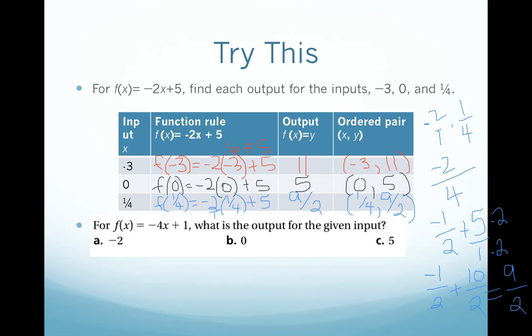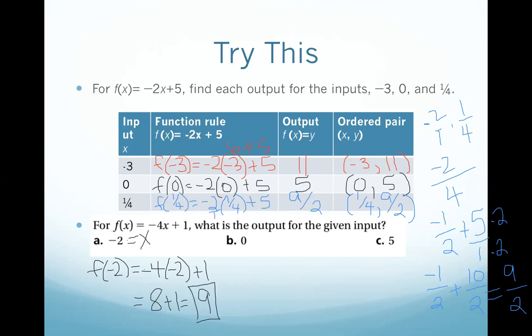So that means we are given the input value, and the input value is x. So I want to replace x with negative 2. That means I want to find f of negative 2 equals, I'm going to replace x with negative 2, and we always substitute in parentheses. So we have negative 4 times negative 2. If I multiply two negatives, it becomes positive, just like we saw earlier. So this becomes 8 plus 1 equals 9.